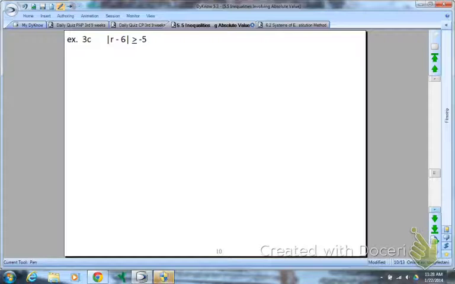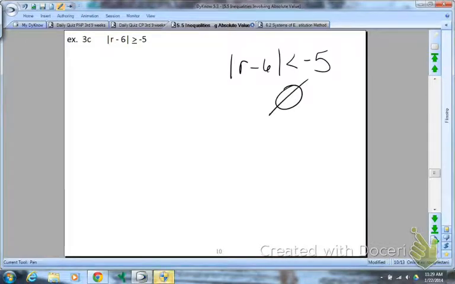Example 3c. Absolute value of r minus 6 is greater than negative 5. Now, let me back up for just a minute. Remember, if it was r minus 6 is less than negative 5, what numbers are less than negative 5? All negative numbers. What was the solution? No solution. Well, r minus 6 is greater than negative 5. What numbers are greater than negative 5? A few negatives, but then the rest are all positive.